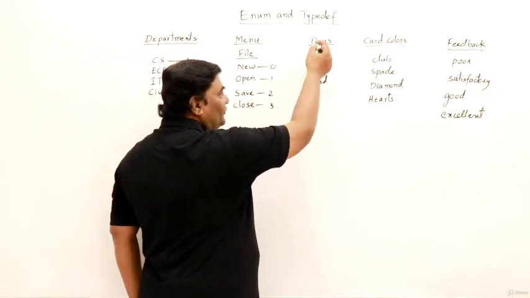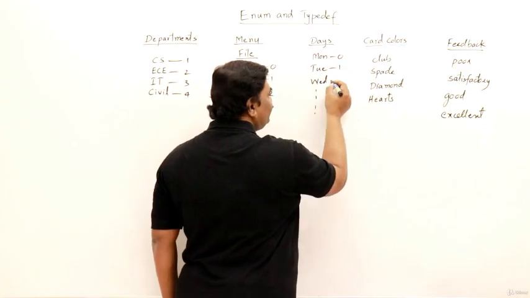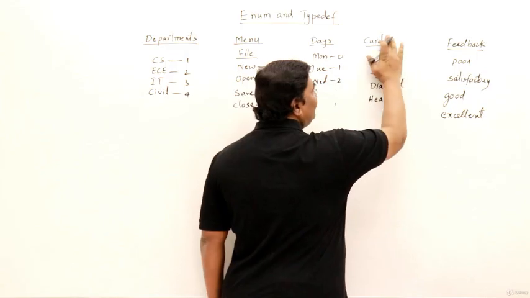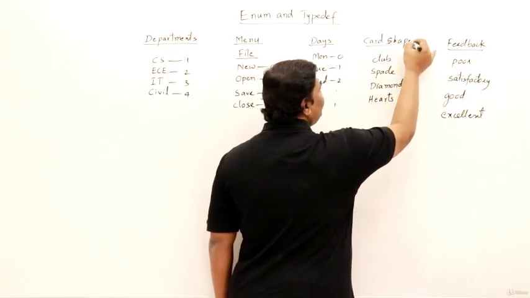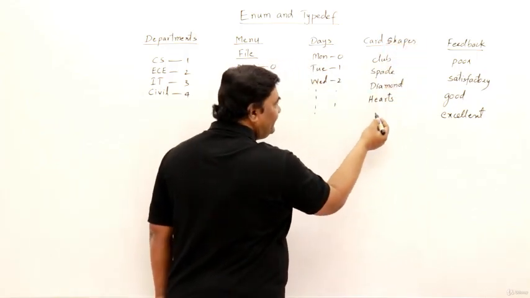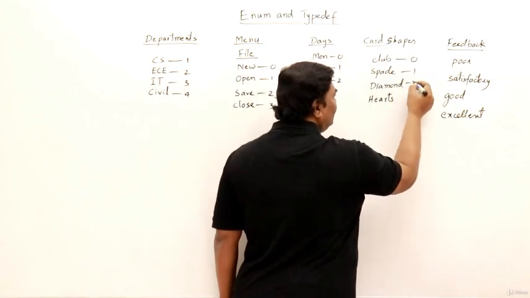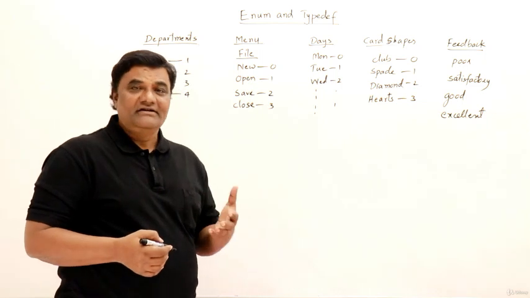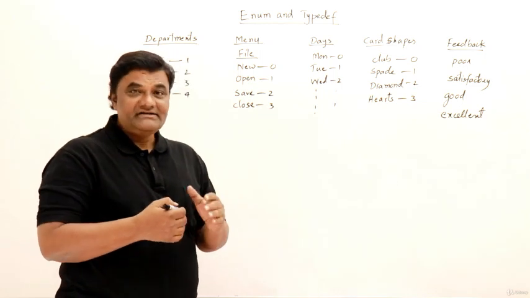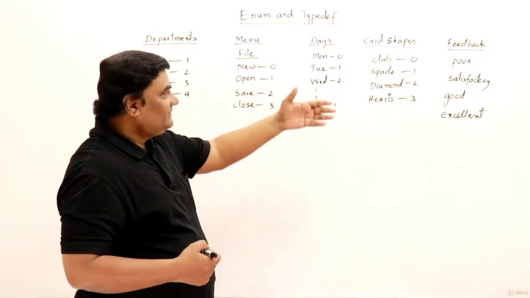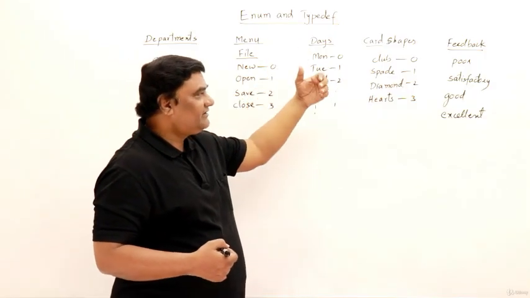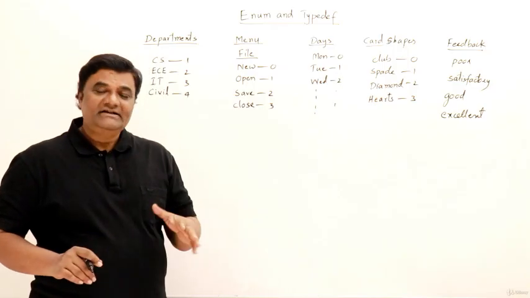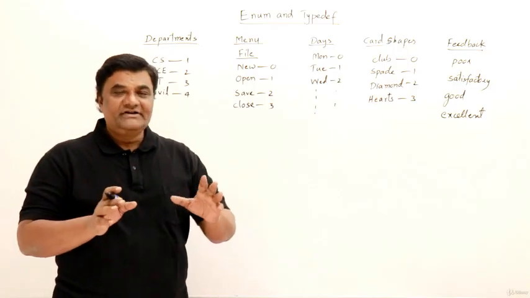Similarly here, if you are using days, then Monday is 0, Tuesday is 1, then Wednesday is 2 and so on. And these are playing cards. See, these are card shapes. There are 4 different shapes of cards: club, spade, diamond and heart. So for this also you can give codes. Right, so in your program, 0 means club, 1 means spade. You can treat it like this. So numeric values can represent those words, right? And same way for the feedback, poor feedback or satisfactory, good and excellent, you can give some codes. So this is a common practice. In daily life also we use codes.